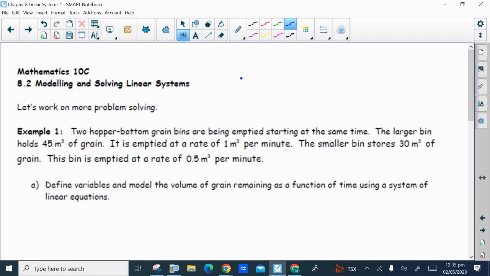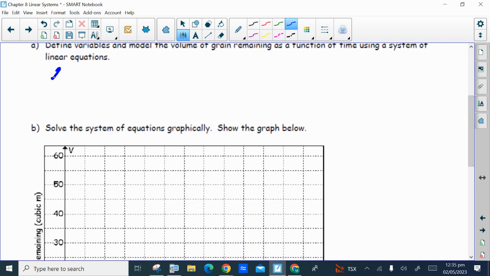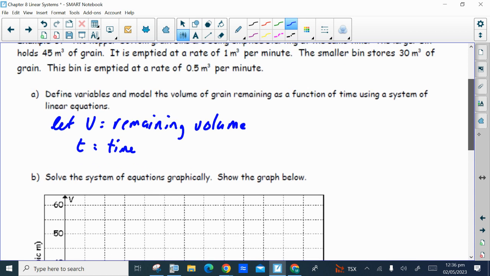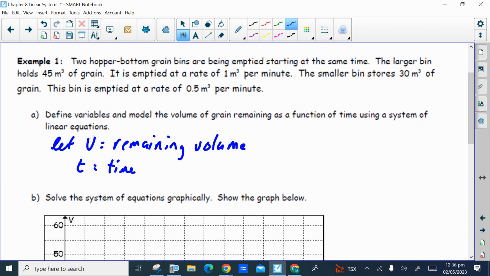So we might start by saying that V is the volume remaining. And T will be the time, and that would have to be in minutes because we are told that the two bins are being emptied at a rate of so many cubic meters per minute. So T will be the time in minutes.